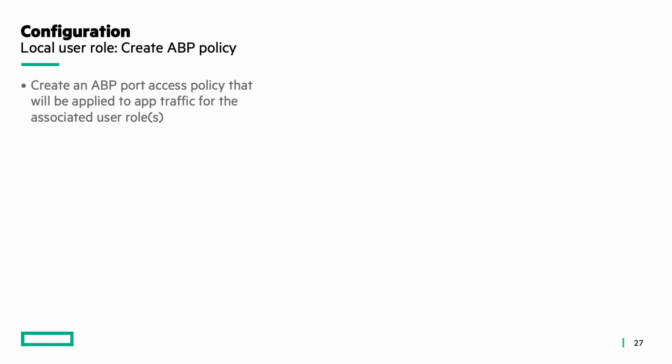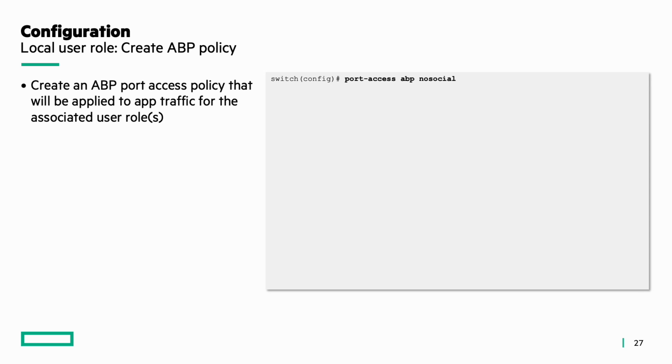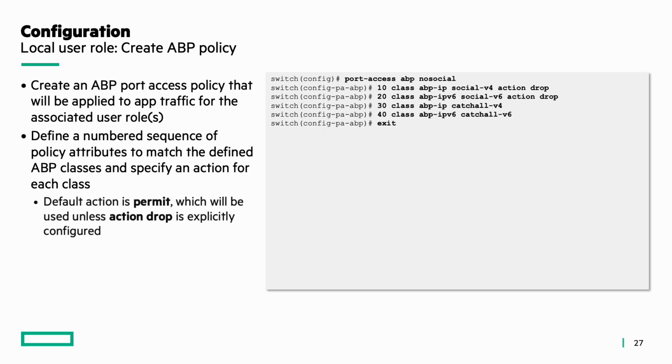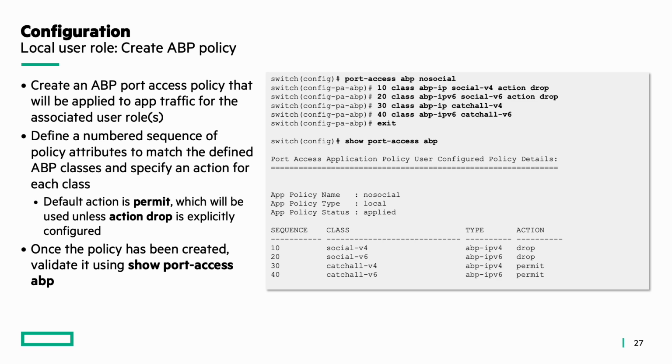Now it's time to create the app-based policy itself using the ABP port access policy type. Create a numbered sequence of policy attributes, each matching one of the ABP classes created in the previous step, and specify an action for each attribute. Because the default action is permit, this action will be used unless action drop is explicitly specified for a given class. Once the policy has been created, validate it using the show port access ABP command.